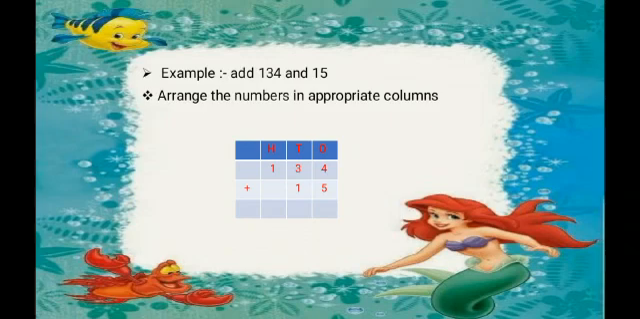Second number is 15, a 2 digit number. So we will place it according to the place value, means tens and ones only. In hundreds there is no number. We can imagine it as 0.